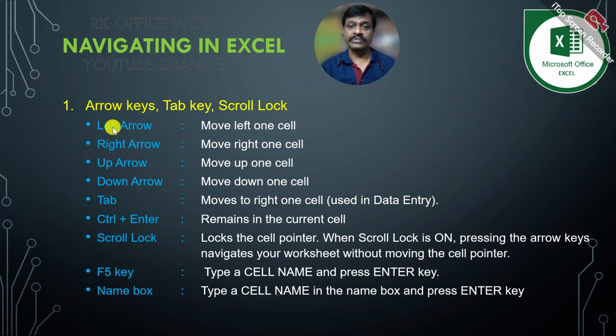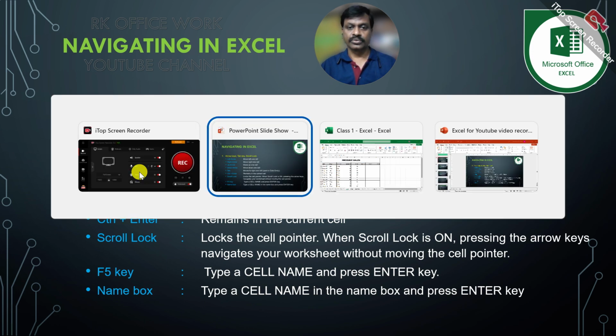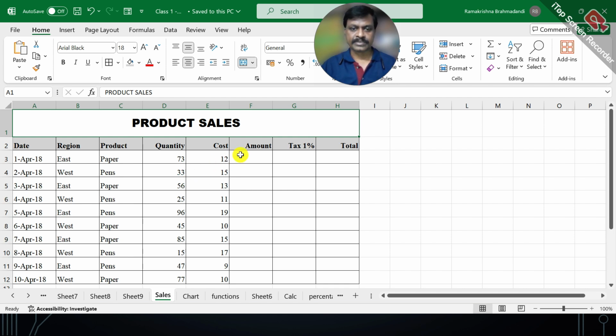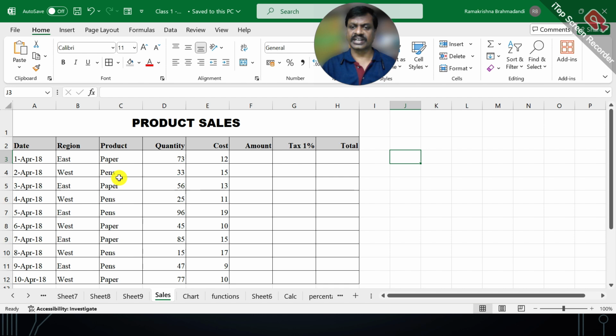Total how many arrow keys will be there? 4. Left arrow, right arrow, up arrow and down arrow. Let us learn about these 4 arrows, how to navigate. Where is my cell pointer? Here. If I want to go to the right side, I can use the right arrow key. If I press down arrow key, I will go downwards. If I press up arrow key, I will go upwards. If I press left arrow key, I will go left side.